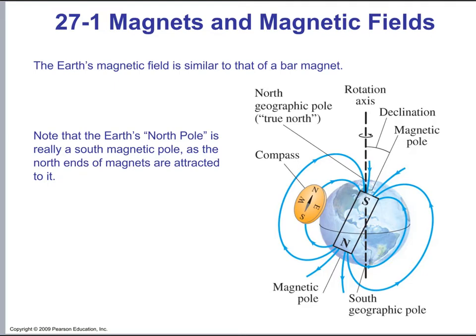Now, what's interesting is that we know that north poles are attracted to south poles. So the north pole on the compass needle is actually attracted to the magnetic south pole of the Earth. So the pole that we normally think about as the North Pole because it's in the northern hemisphere is actually magnetically the South Pole because it attracts the North Pole of the compass needle.